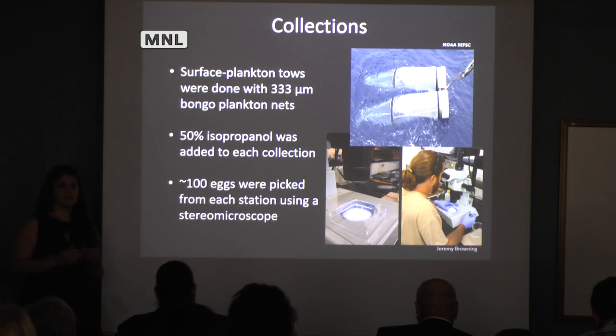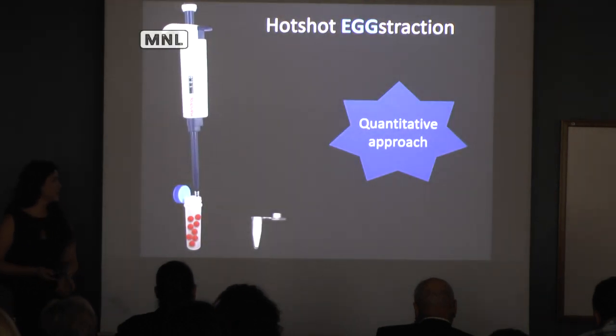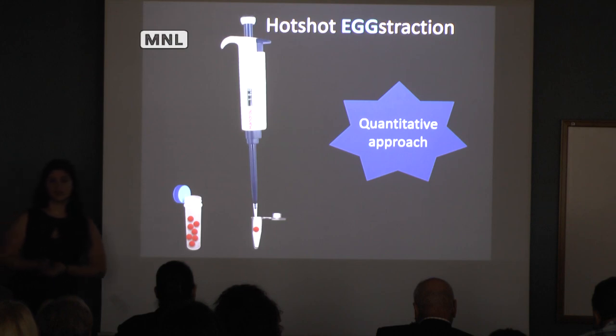These samples contain things like plankton, fish eggs, larvae, and sometimes even plant material. So it's not just eggs in these tows. Once they are brought back to the lab, Jeremy, who's in the bottom right, picked out about 100 eggs per site for me to process using a stereo microscope. He then gives me a vial full of eggs, and I pick out ones individually and put them into their own separate tubes. And we like to call this whole method hotshot eggstraction, or extraction.